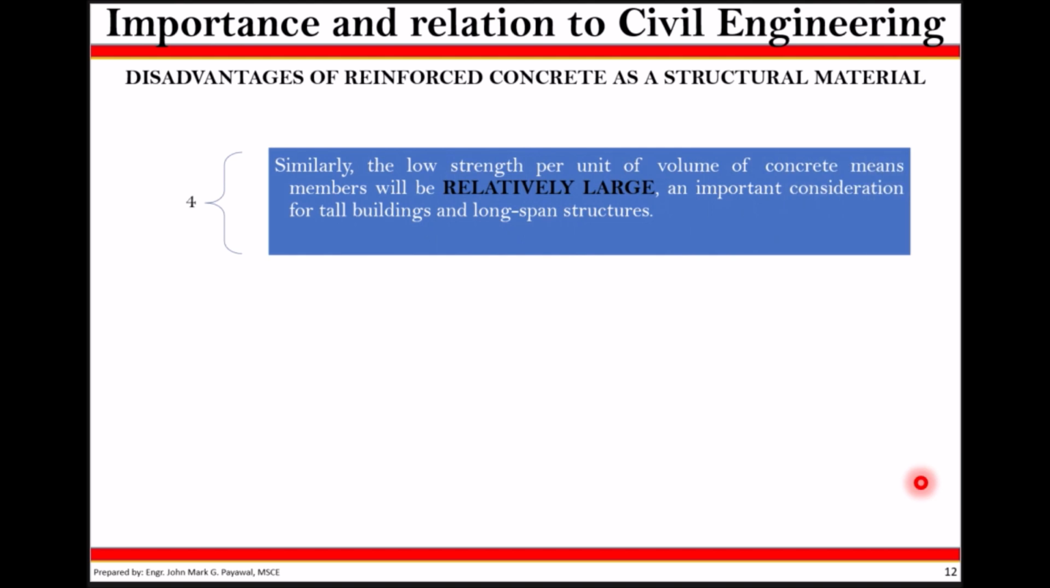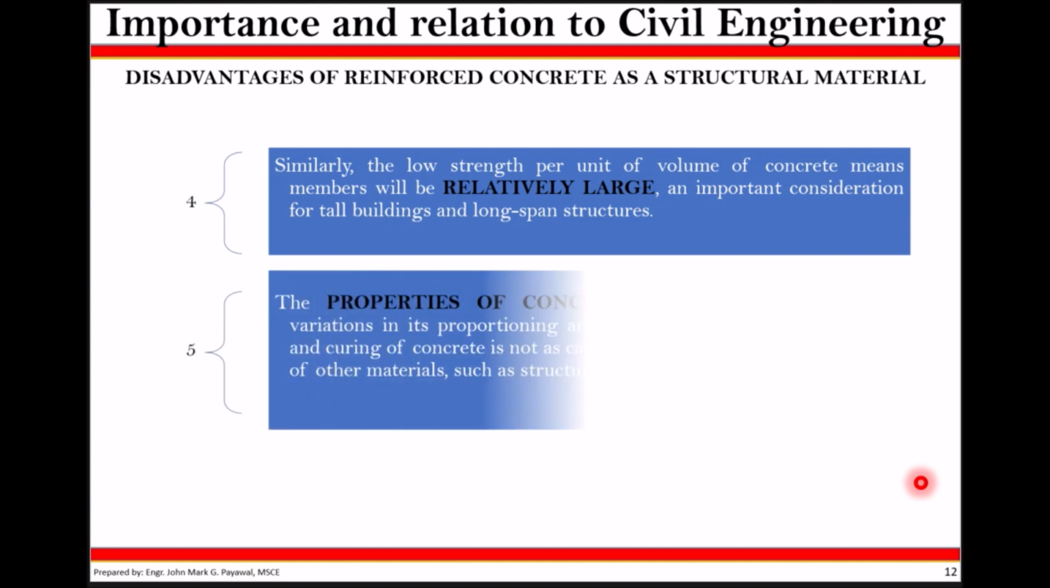Similarly, relatively large, as mentioned. If you want something stronger, the low strength per unit of volume of concrete means members will be relatively large. And that is an important consideration for tall buildings and long span structures, because you don't want the weight to be too heavy and the structure to be too tall.